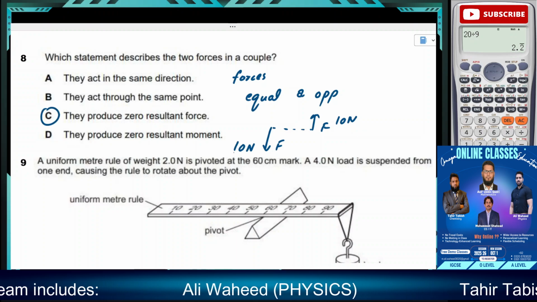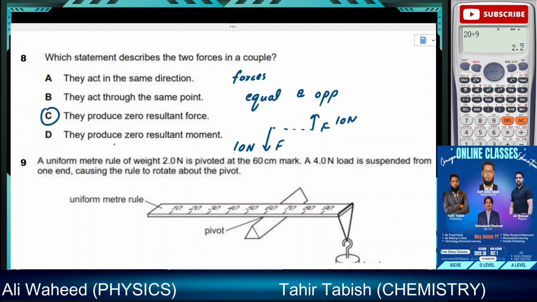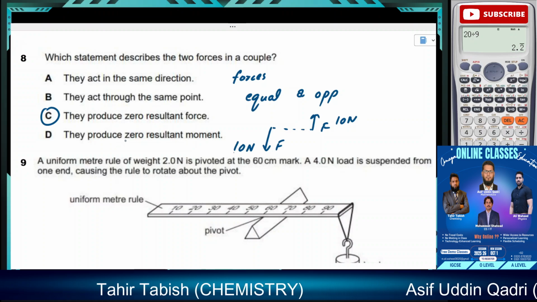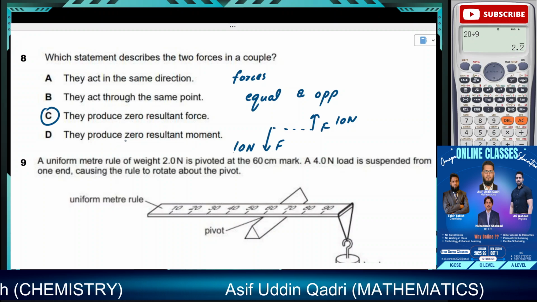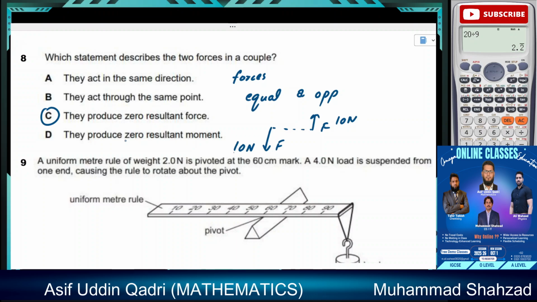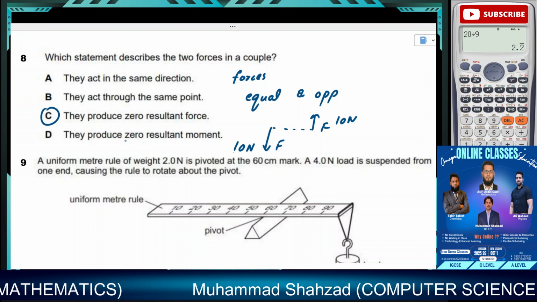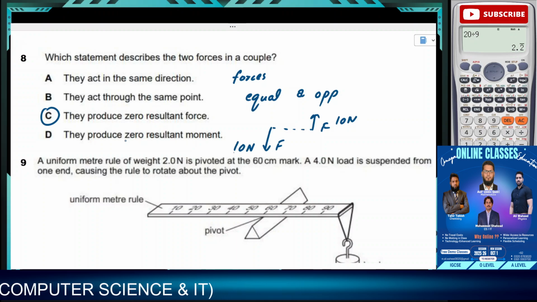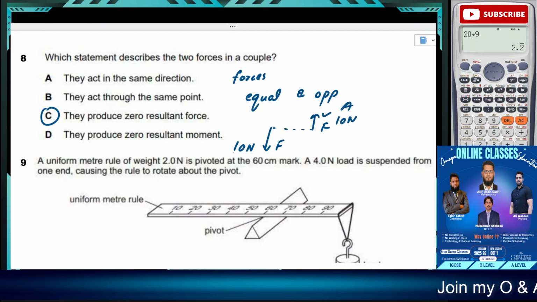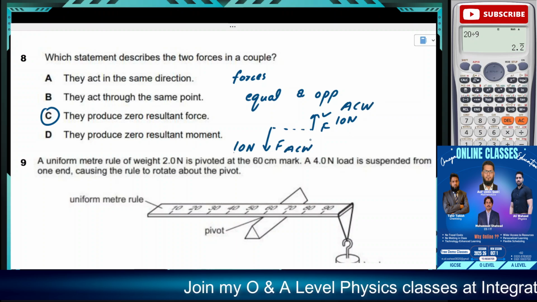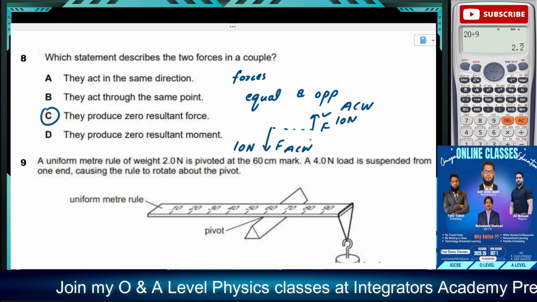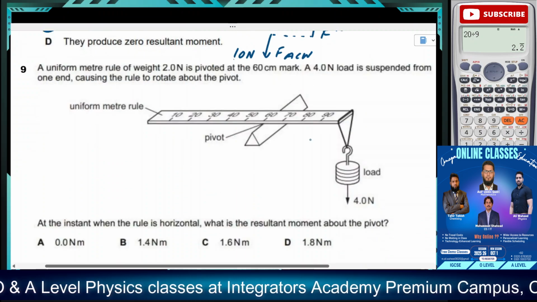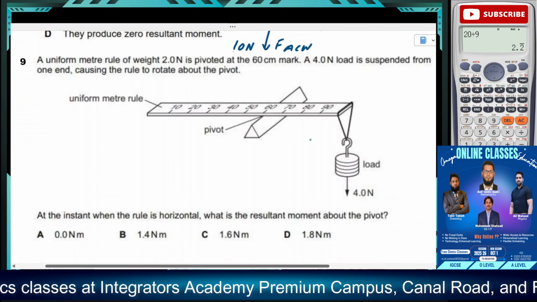So if someone picks D as the right answer, they produce zero resultant moment. If the couple produces zero resultant moment, then how would they rotate an object? How would the steering of the vehicle steer in any direction? So let's say this one force goes anti-clockwise, but the second one also goes anti-clockwise. So there is no clockwise moment to cancel out anti-clockwise. Let's take a look at the next one.